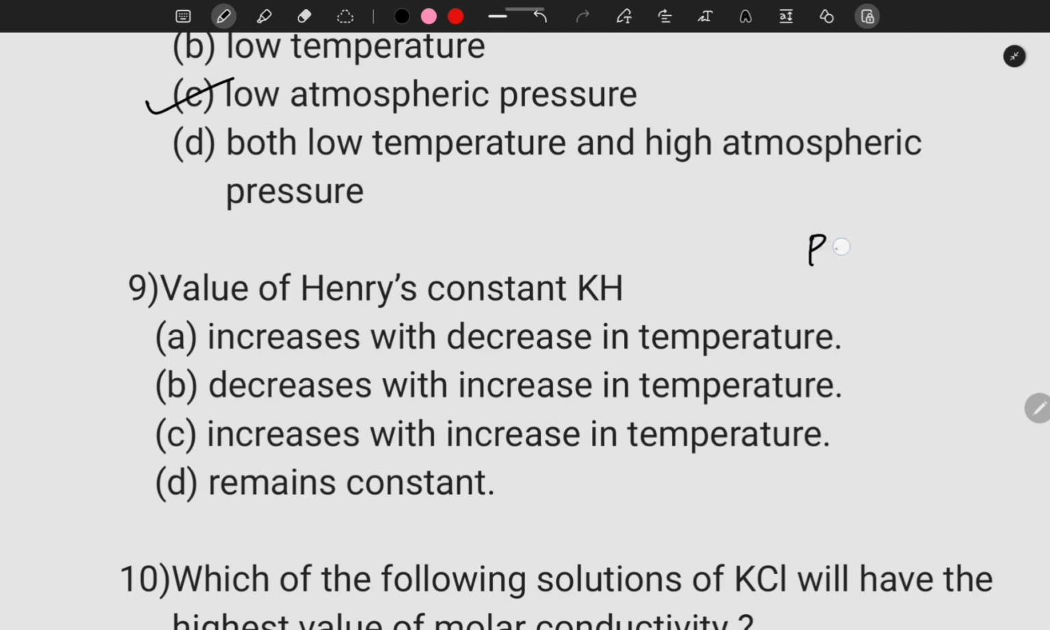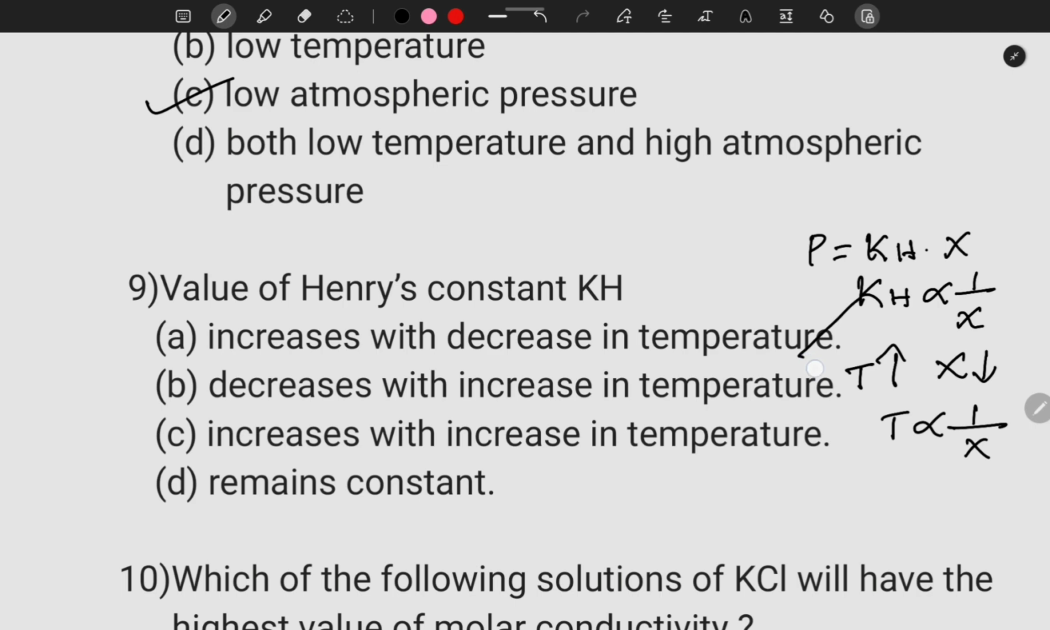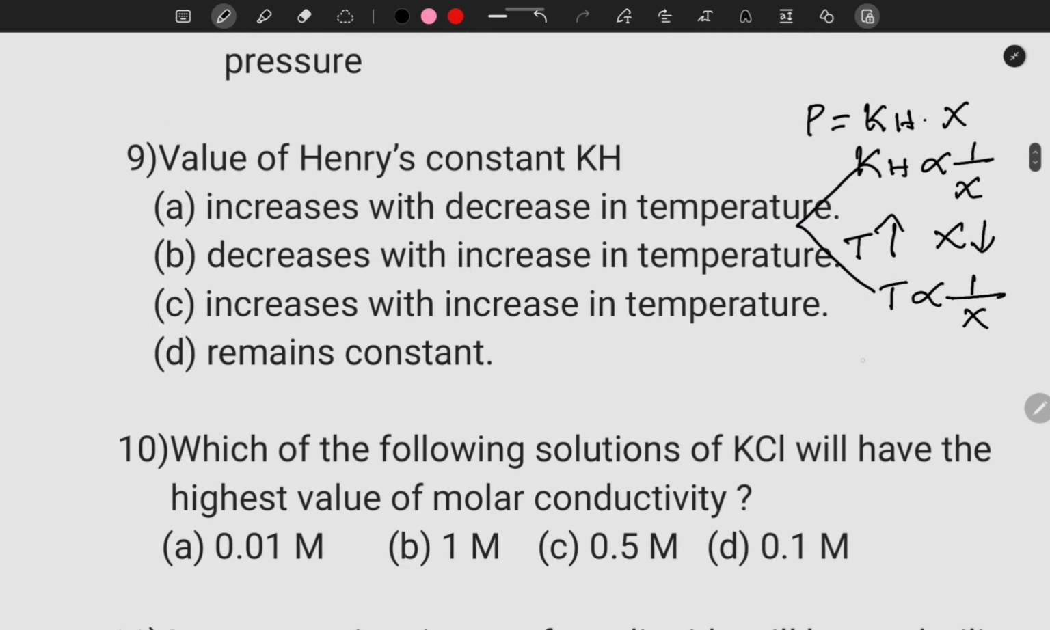Value of Henry's constant. According to Henry's law, P is equal to Kh into chi. That is, Kh and chi are in inverse proportion, that is, Kh is inversely proportional to chi. Solubility decreases with the increase of Kh value. At the same time, we know as temperature increases, solubility decreases. So we can write temperature is inversely proportional to solubility. So when we compare these two, we can write Kh is directly proportional to temperature. That is, as temperature increases, the Kh value also increases.